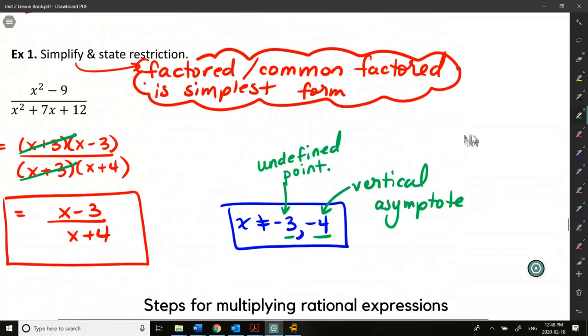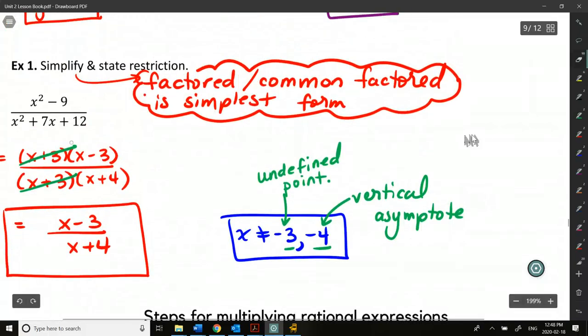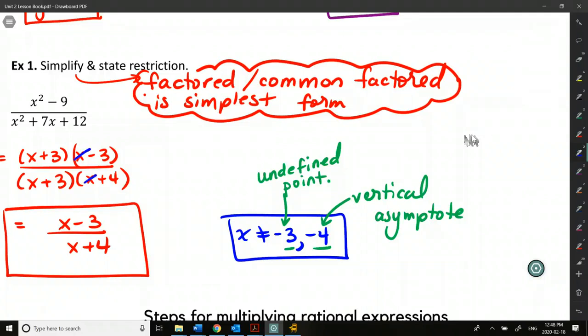So what I mean by that is if we look back at this example, this is a great example. I don't want to simply cancel an x and an x. Okay, you can't do that. It has to be a full group that you cancel out. So notice that there's multiplication happening here and happening here, and I cancel out the full group of x plus 3 with the other full group of x plus 3.